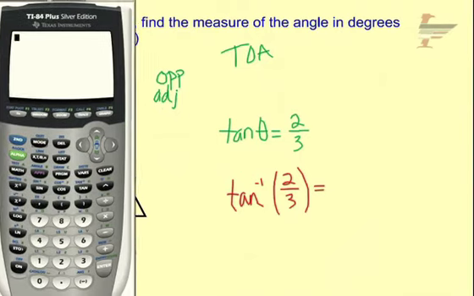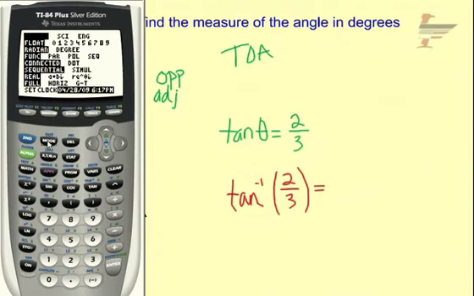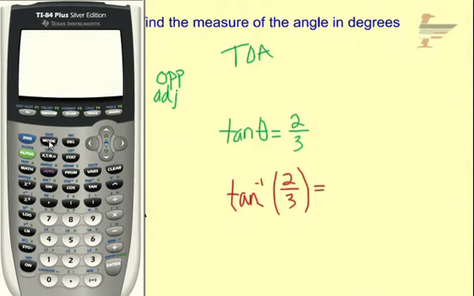So let me move this over a second. Unless otherwise stated, we'll go ahead. Well, actually, it says find the measure of the angle in degrees. So always check to make sure that you're in the right mode. I actually happen to be in radians, so let me get out of there. I'm going to degree mode. So you want to make sure you know where these inverse buttons are.